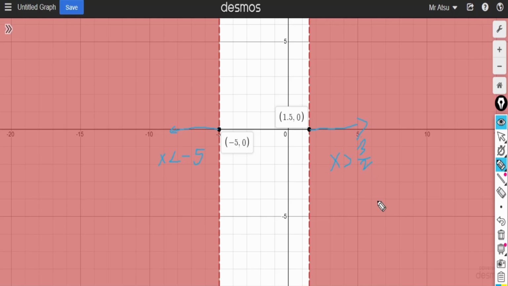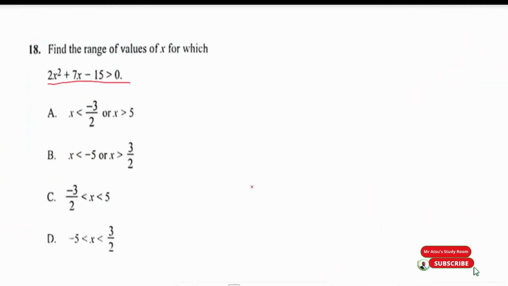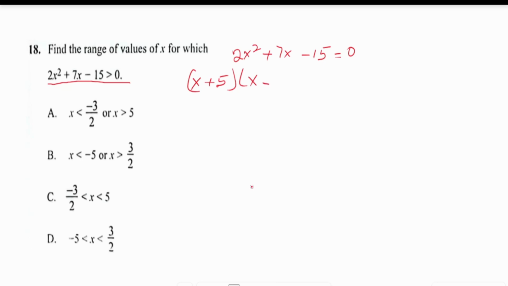This is how easy it would have been if you were using Desmos or any other graphing calculator. You always consider the shaded region. But since a graphing calculator is not permitted on this, we need to go back to solve it manually. We'll start by expressing this as an equation, and that will be 2x squared plus 7x minus 15 equal to 0. And if you factorize this, you are going to get x plus 5 and then x minus 3/2 equal to 0.